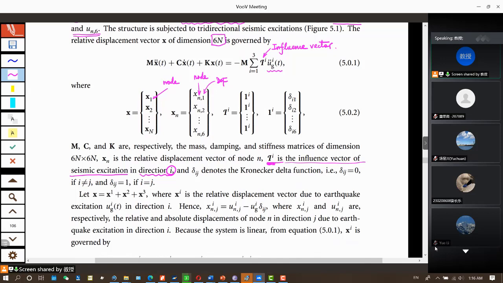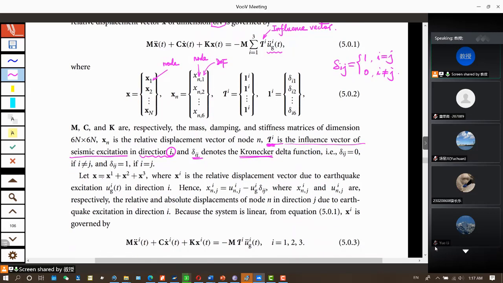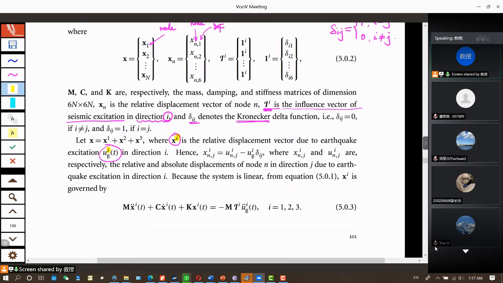Okay, so now we expand x into x1, x2, x3. xi is the relative displacement vector due to earthquake excitation in the i-th direction. Since we have 3 directions, we separate into 3 terms. And then we have the equation in the i-th direction. So we have 3 of these equations. This is a multiple degrees of freedom system, and we can use what we studied in the first half of the course to solve it.